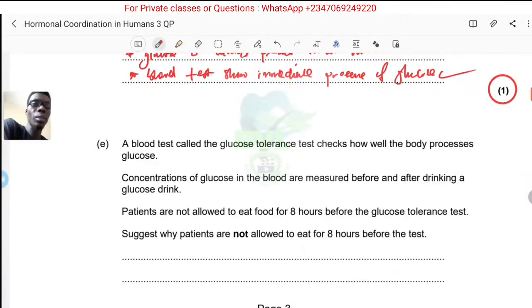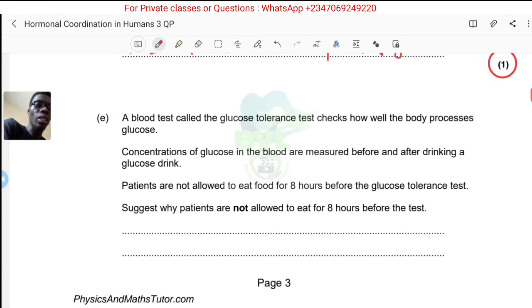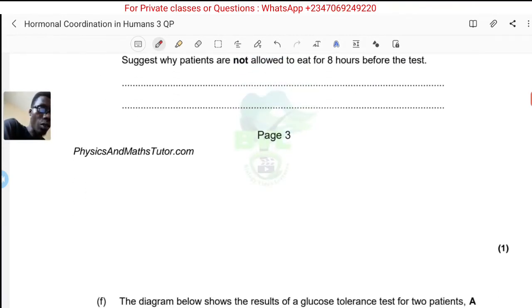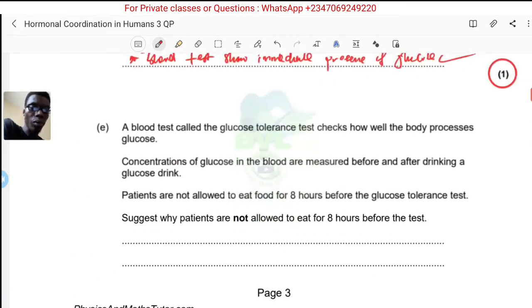A blood test called the glucose tolerance test checks how well the body processes glucose. Concentration of glucose in the blood is measured before and after drinking a glucose drink. Patients are not allowed to eat food for 8 hours before the glucose tolerance test. Suggest why patients are not allowed to eat 8 hours before the test. How many marker question? It is 1, okay?